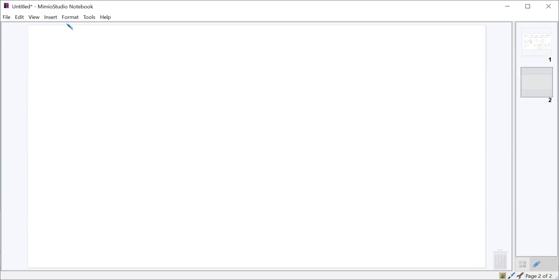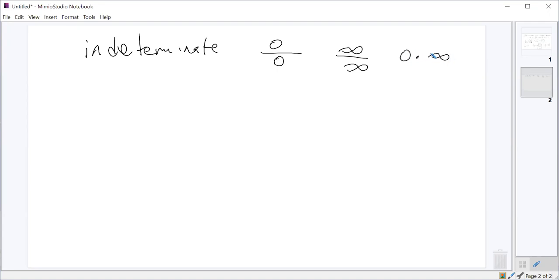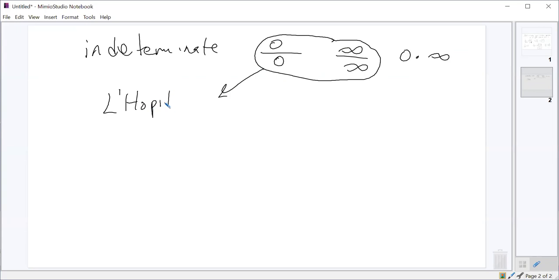Now, the problem starts when we end up with an indeterminate form. There are really 2 main indeterminate forms that we are worried about for this class, 0 over 0 and infinity over infinity. Every once in a while, 0 times infinity pops up. 0 times infinity can always be rewritten into one of these 2 forms. If you end up with one of these limits, you have a bunch of different options about how to solve it. Usually the easiest way, and I will recommend that usually you use this, is L'Hopital's rule.